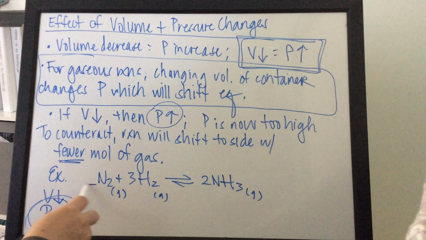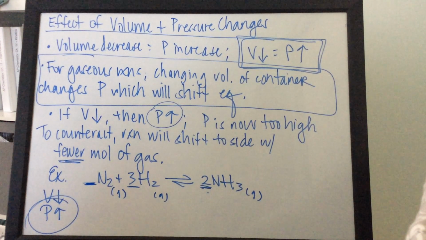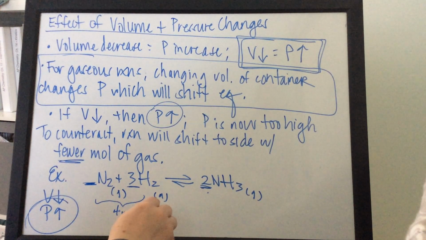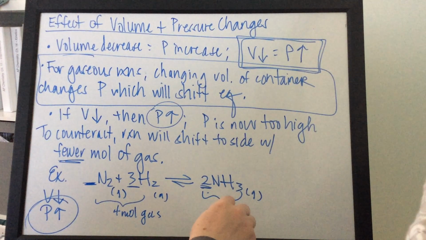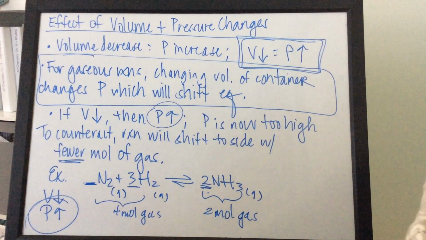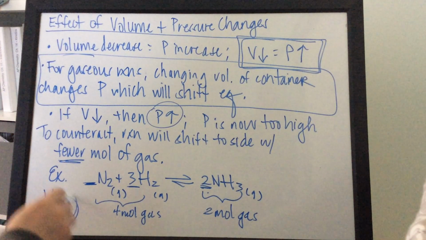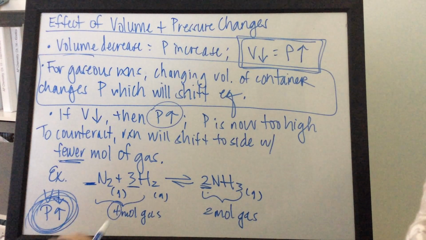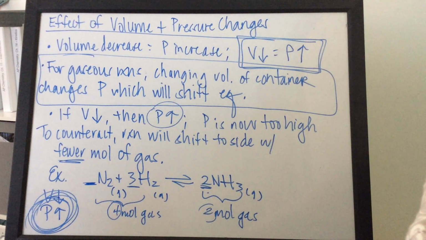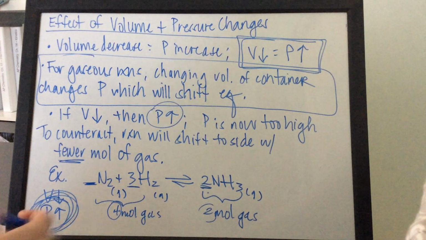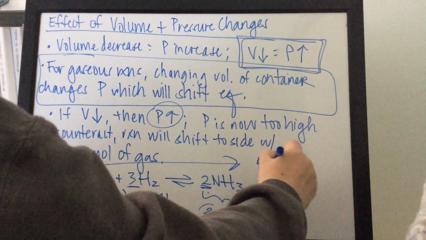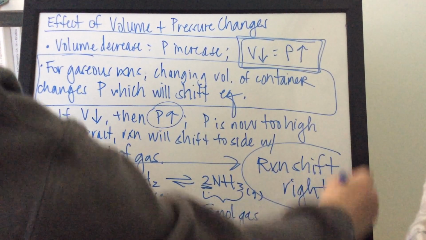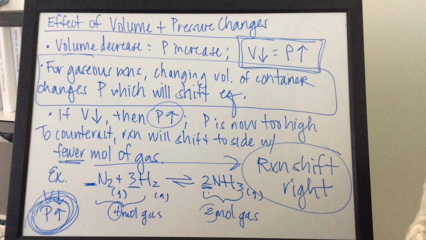So here's where we look at moles, and we look at moles on each side of the equation. In my reactants, I have 4 moles total of gas. And on my products, I have 2 moles total of gas. If my pressure is too high, I need to decrease my pressure. So am I going to shift to make 4 moles or am I going to shift to make 2 moles? I'm going to shift to make the 2 moles because it's smaller and it will decrease the pressure. So in this case, my reaction will shift to the right, so that the pressure decreases to balance that out.